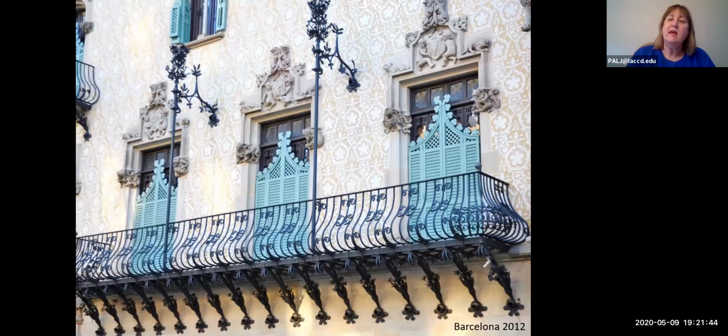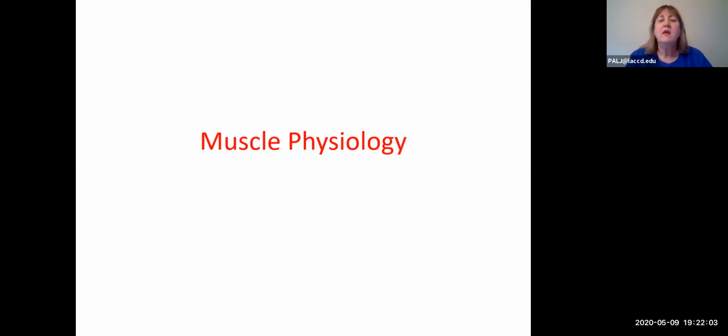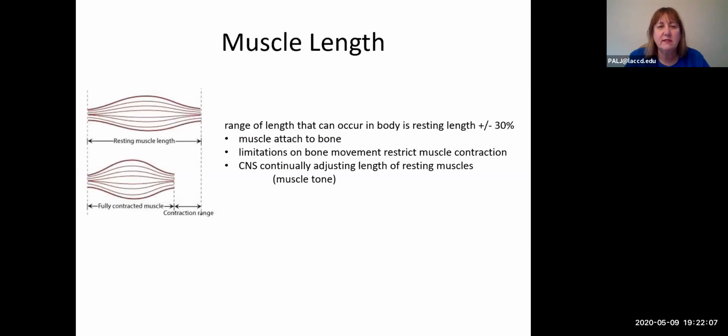Folks, welcome back. Now that we have spent all this time understanding microscopically what's happening with muscle contraction, hopefully you have a great grasp on that topic so we can proceed to back up and look at muscle physiology as the muscle is contracting as a whole. So the first part of muscle physiology I want to talk about has to do with muscle tone.